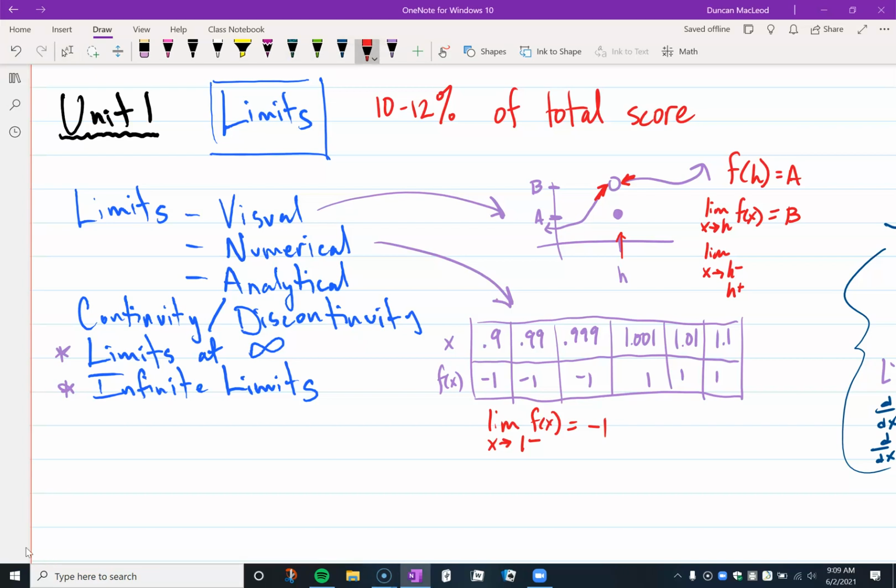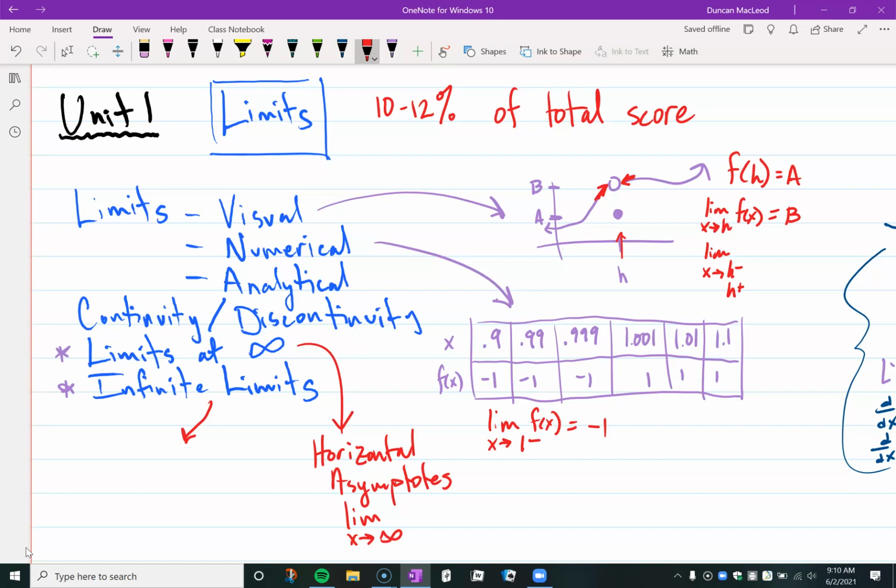Okay, limits at infinity. Limits at infinity is the same thing as horizontal asymptotes. So horizontal asymptotes is limits as x approaches infinity. That's limits at infinity. So when it says the word at, it's telling you the x value that you're using. So infinite limits, which I 100% don't like these wordings, but that's how you'll see it.